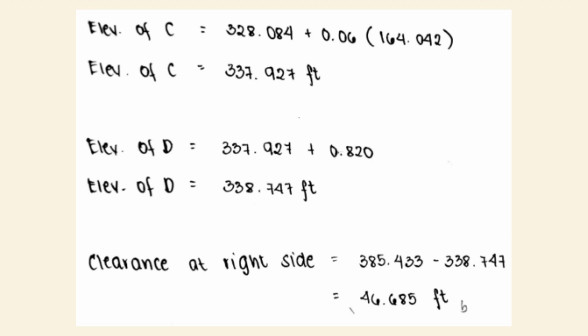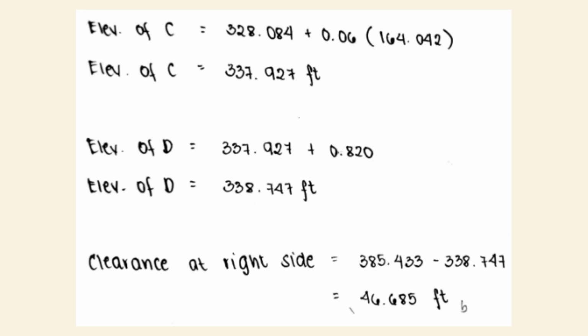Next, for the clearance on the right side of the bridge, simply need to solve first for the elevation of C and the elevation of D. So the elevation of C is equal to 328.084 plus 0.06 multiplied by 164.042. Solving the equation, the elevation of C would now be equal to 337.927 feet.